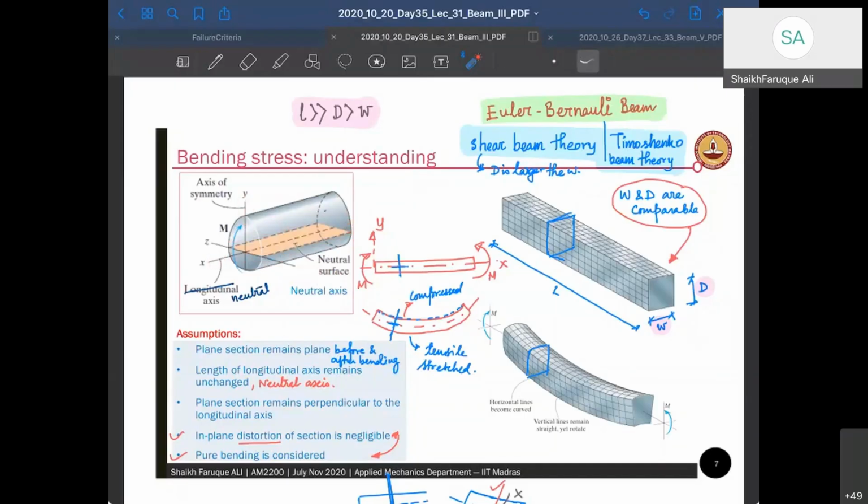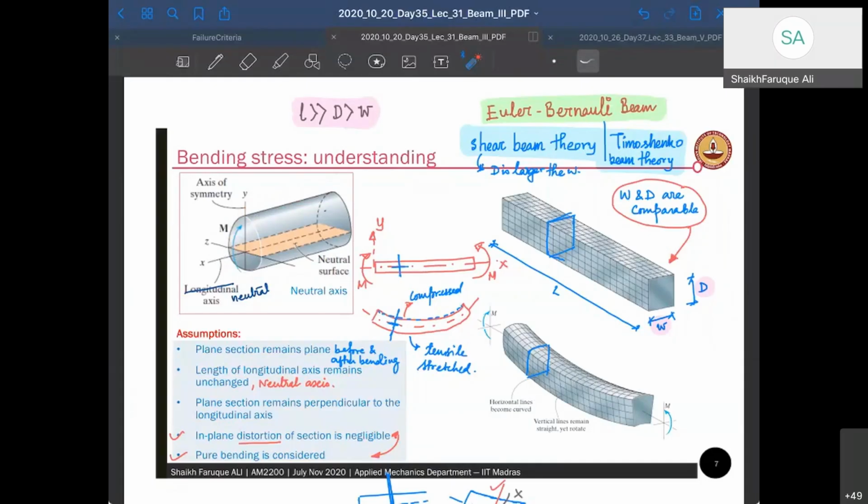The deformation along y is called in-plane deformation, and the deformation along z is called out-of-plane deformation. The load has to be along the y-axis. And if a moment acts, that will also act along this axis.